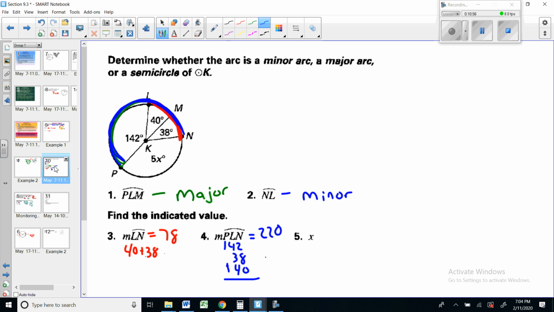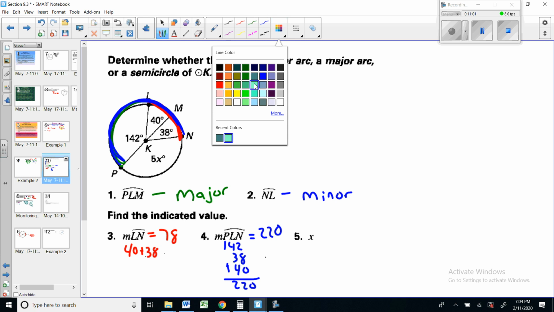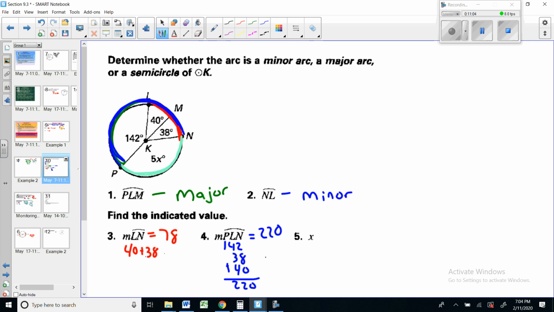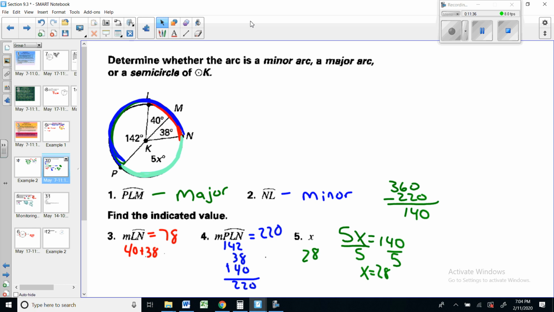Now, that becomes significant because our other piece that we need to find is the measure of our arc along the edge here from P to N. That arc has a degree measure of 5x. So 5x has to equal 360 degrees minus our big blue arc, which is 220. That gives me 140 degrees, and that is what 5x equals. We're going to divide both sides by 5, and when we do that, we find out that x is 28. Are there any questions on those?